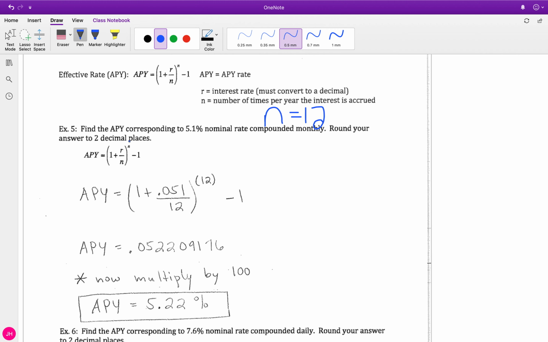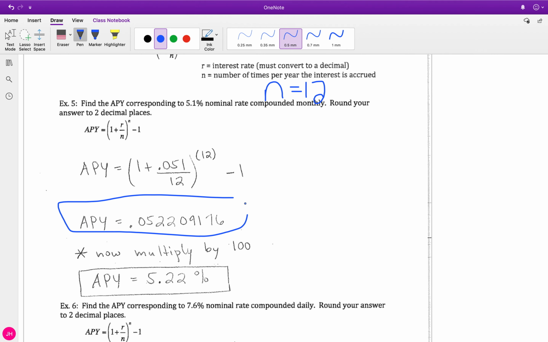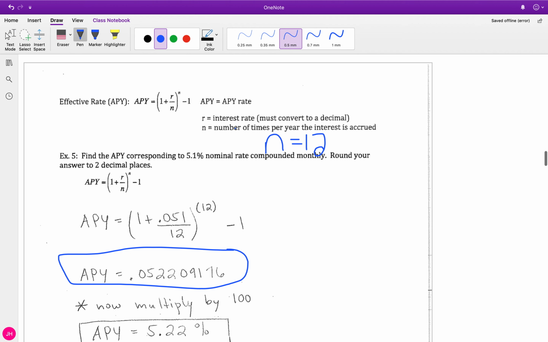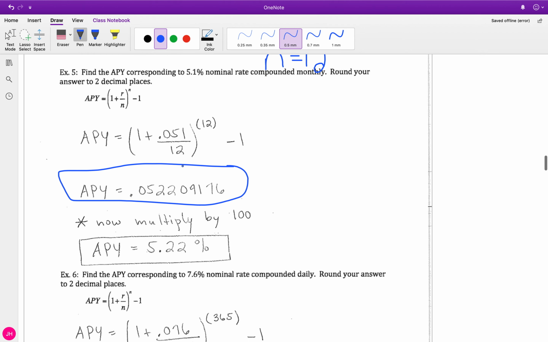So this is compounded monthly. Plug it in. I'm going to type it in exactly the way that I have written here, and you should get the right answer. So typing in with my parentheses, 1 plus 0.051 divided by 12, 12 up in the exponent for that N, minus 1 outside of the parentheses. It's going to give me this on my calculator. Now the APY is a rate, so I need to write it as a percent. You can do one of two things. If you like to move the decimal place, you can move that over to get the decimal after the 5, or instead of dividing by 100, we're going to do the opposite and multiply by 100. Either way, doesn't matter.